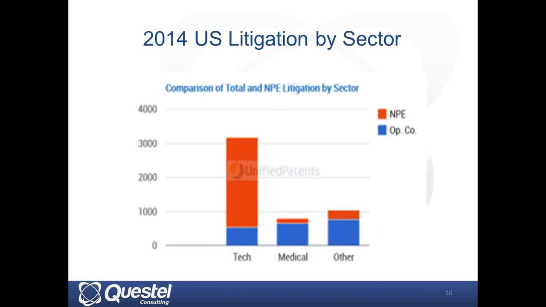This particular slide shows data prepared by Unified Patents again. They looked at 2014 litigation by sector and compared litigation by NPEs and litigation from operating companies. And again, not unsurprisingly, within the tech sector, NPEs are incredibly active. In the medical area, they are starting to become more active, but it is not a big number currently. But I think we'll see it growing, and I'll try to demonstrate that in this presentation.